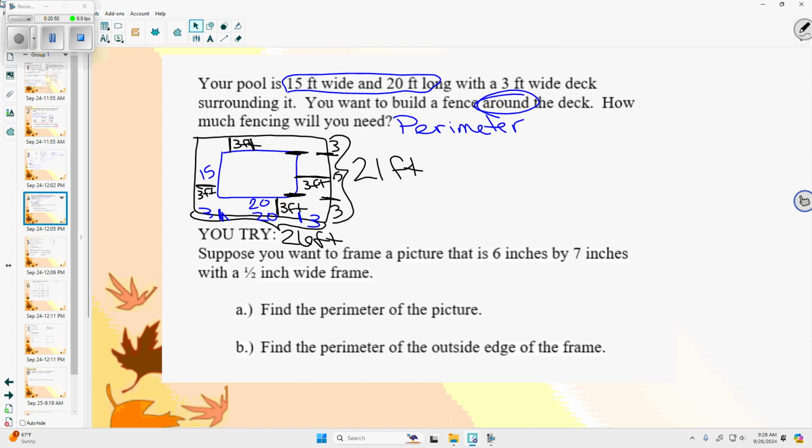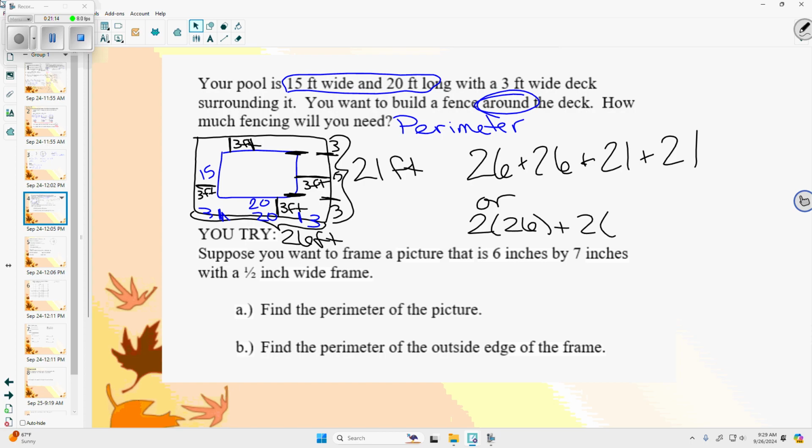Sensing some confusion. What are we adding right now? 26 and 26. And 21 and 21. You're adding up all 4 sides. If you're using the rectangle formula we talked about, you could have taken 2 times 26 and 2 times 21. Either way, what do we get? 94 what?